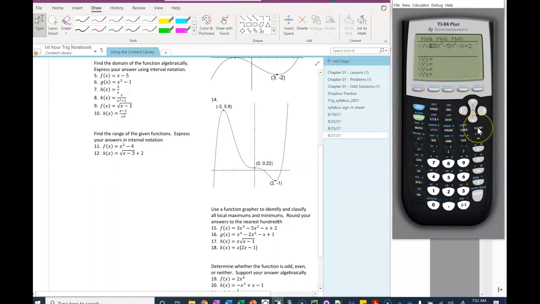So the same directions here. So I'll do x times, and then the square root of x minus 1. And again, I'm going to just keep that same window. I think it'll probably be fine. If it's not, I can always go ahead and change it. So there's that.